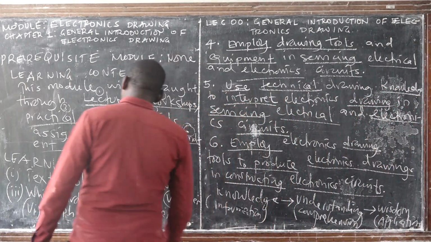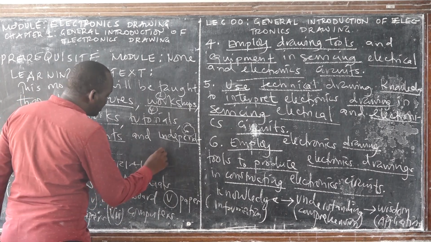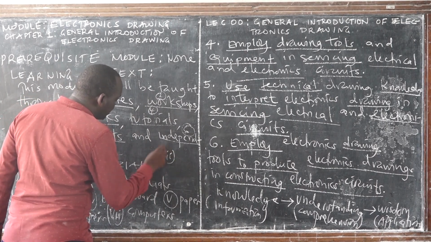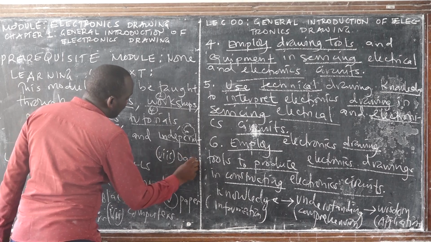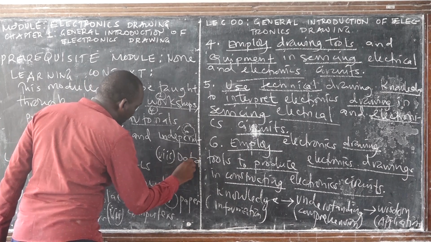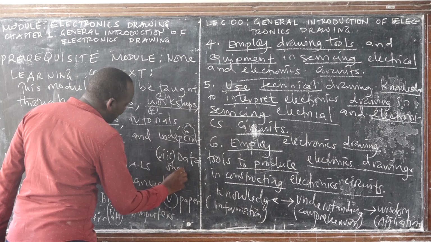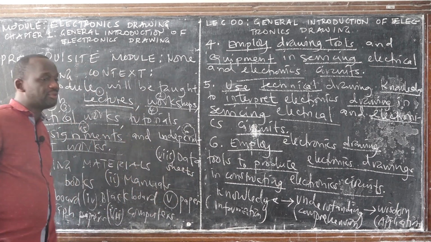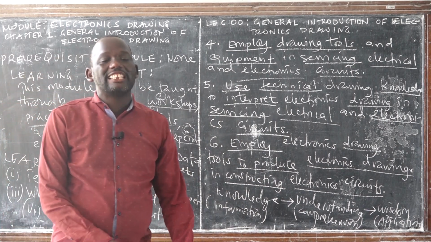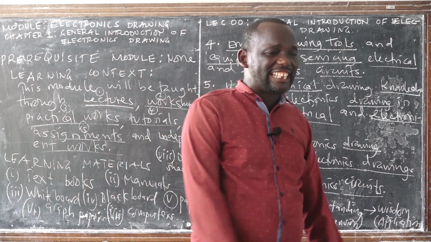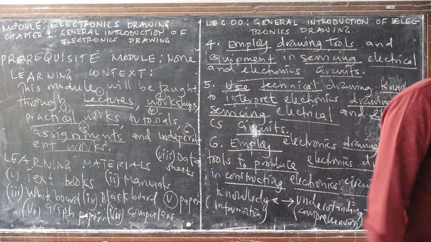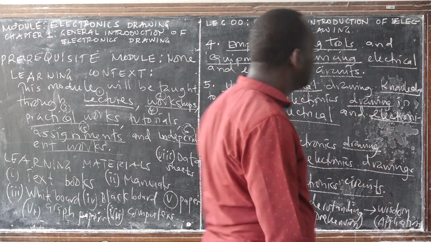Then the other learning material, this is number 8, this is just additional. In order for you to learn about electronics drawing, you need also to have material, we call them data sheets. Say data sheets. Data sheets.